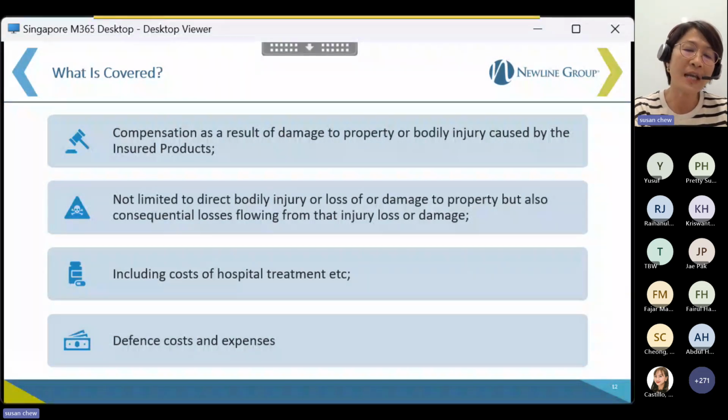But very often, I think the value in product liability insurance is actually the defense costs and expenses that the insurance company will be rendering to the insured. Not forgetting, whether the product is indeed defective or not, or whether the allegations are in fact accurate or not, the insured ultimately has the duty to defend themselves in the event of an allegation.